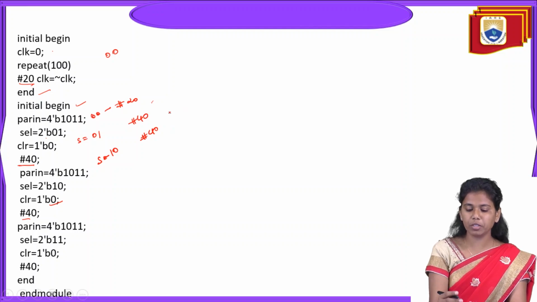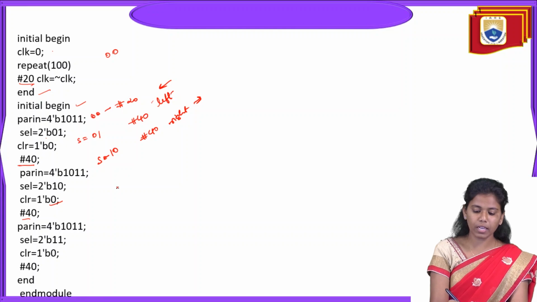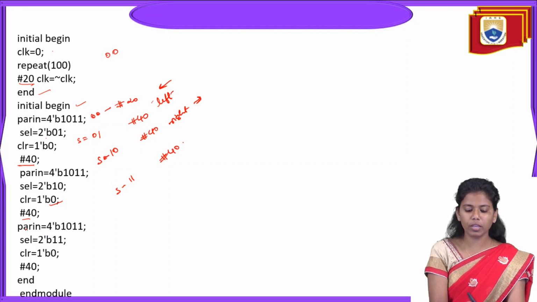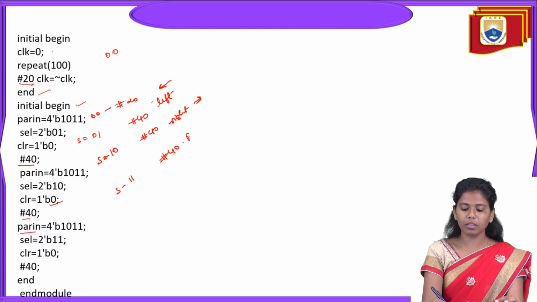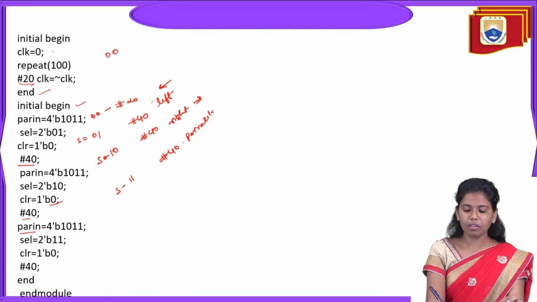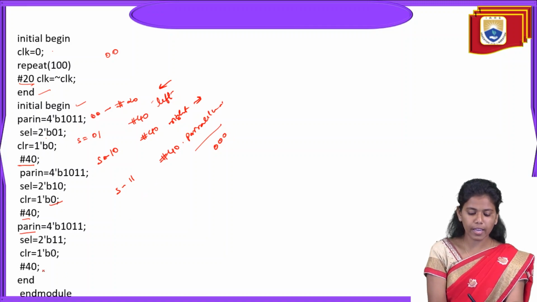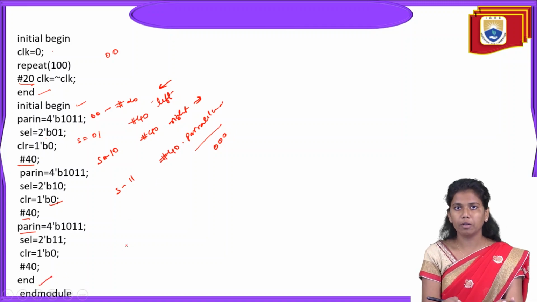That means we are shifting the bits towards the left. Here we are shifting the bits towards the right with 40 nanoseconds of delay. And then for selection 1, what happens again at 40 nanoseconds of delay? We are parallelly loading, that is parallel load. We are loading all the 4 bits parallelly, and then finally end module.